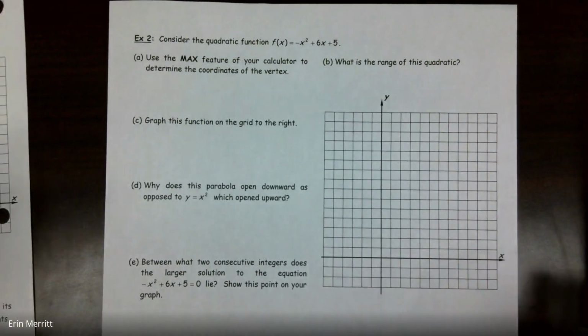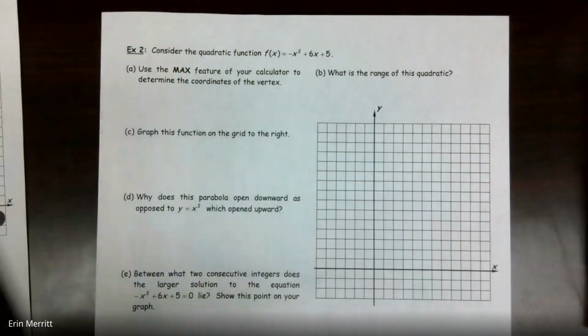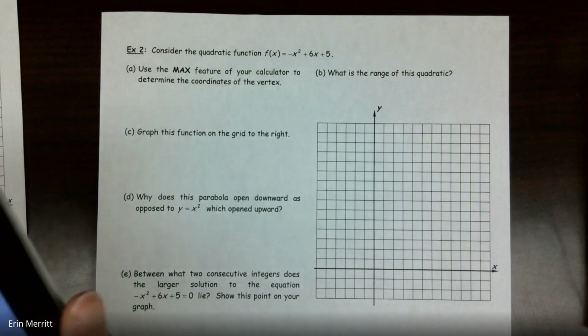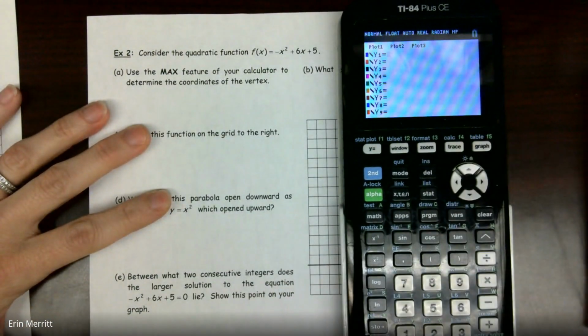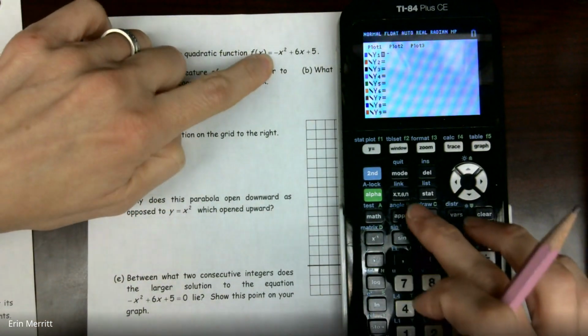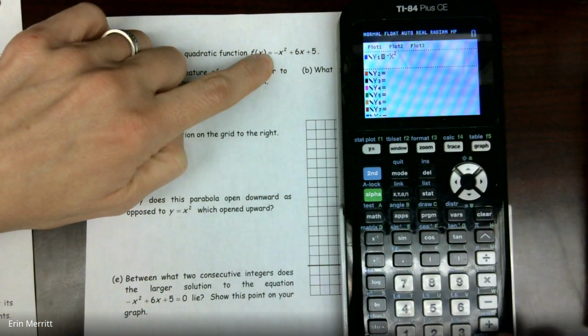So it's saying you've got the quadratic function, f of x equals -x squared plus 6x plus 5. So if you have anything in your y equals, clear it on out. Let's type this on in. Make sure you use the negative sign here. And then plus 6x plus 5.